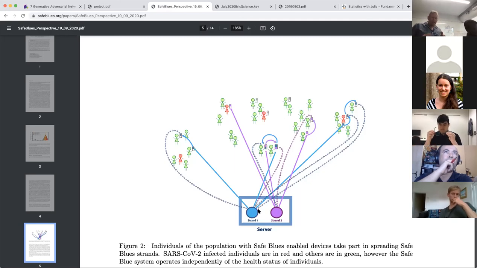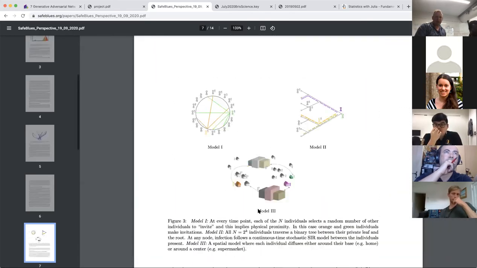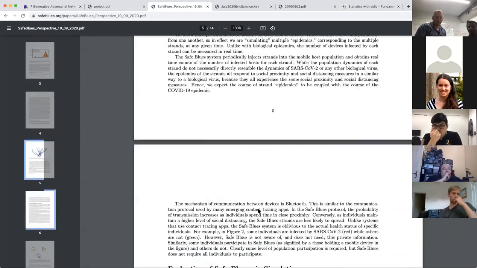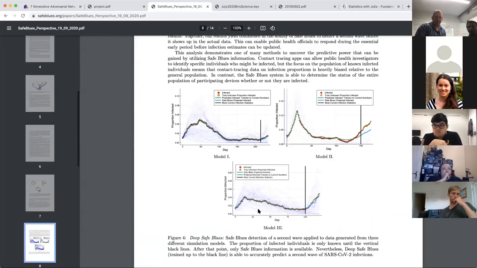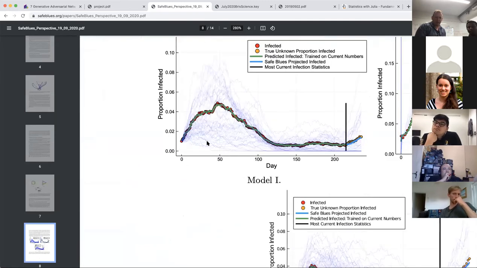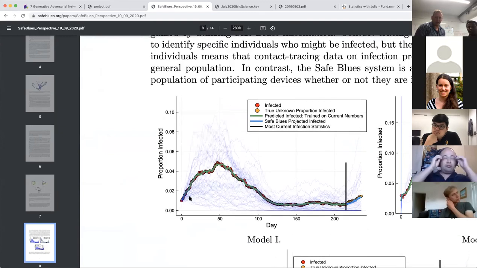Now, this is not about tracking individual people, but about finding correlations between the actual epidemic. Let me bring up this main picture here. If you take this figure on the left, what we call model 1, as time progresses you've got the actual epidemic, that's the part with green and red. And these blue things are safe blue strands.